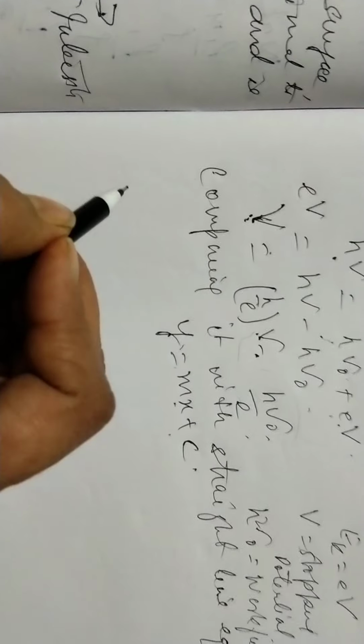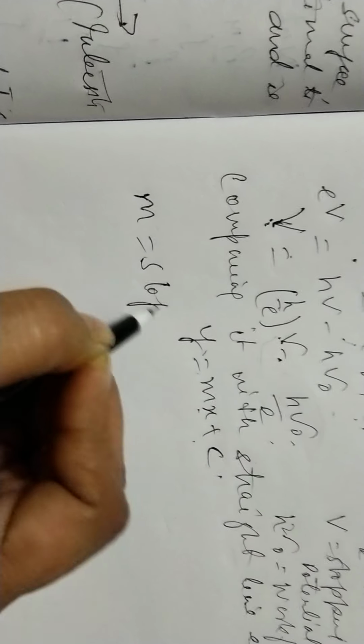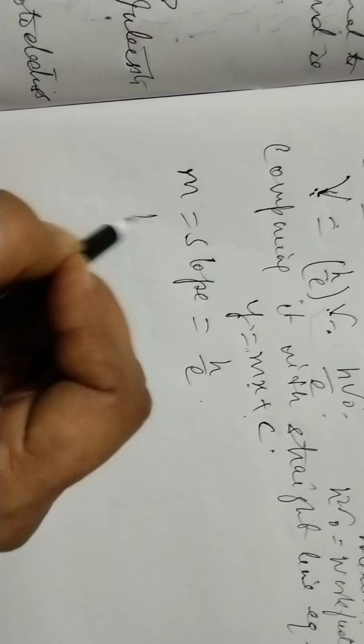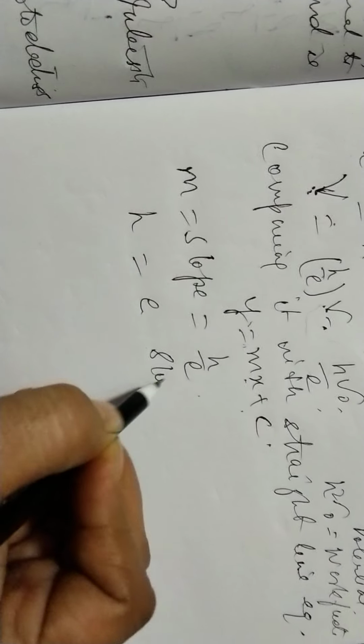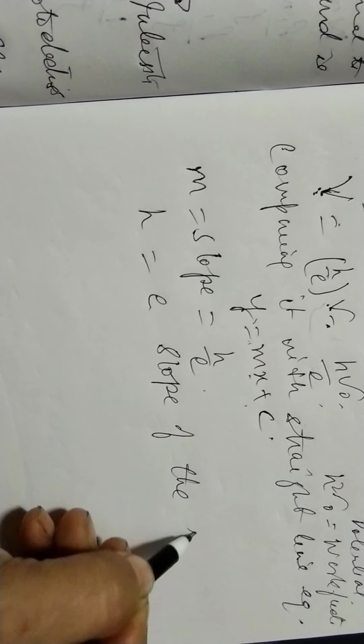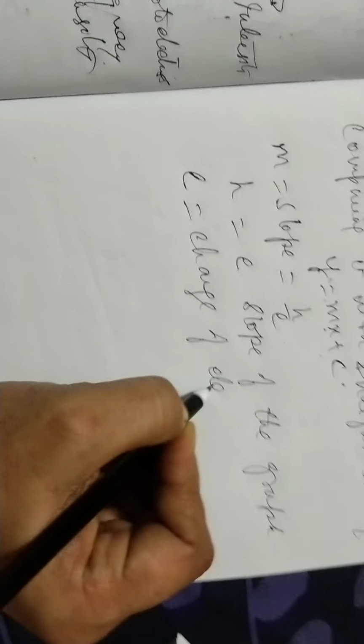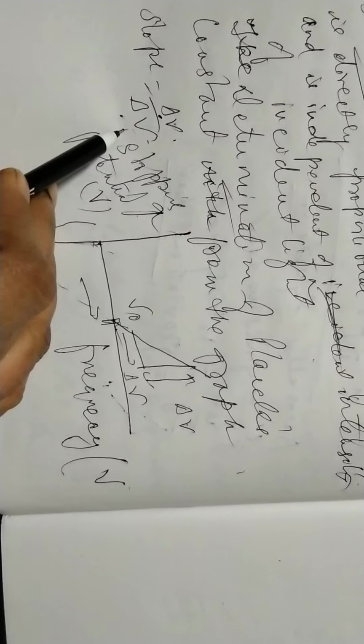This is the threshold frequency value. So if you compare this, you get slope m as equal to h by e. So h is equal to e into the slope of the graph. And if you get to see, e is the charge of the electron, and here we have got the slope of the graph. We had already got delta V by delta nu. We can substitute and we can get the result.